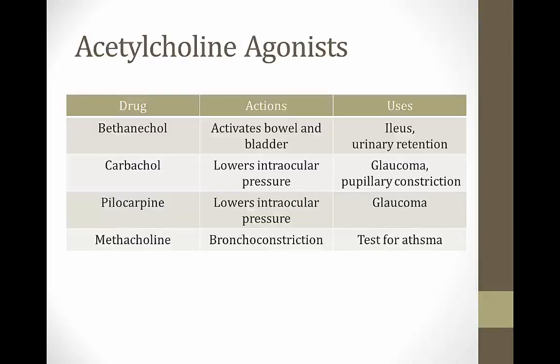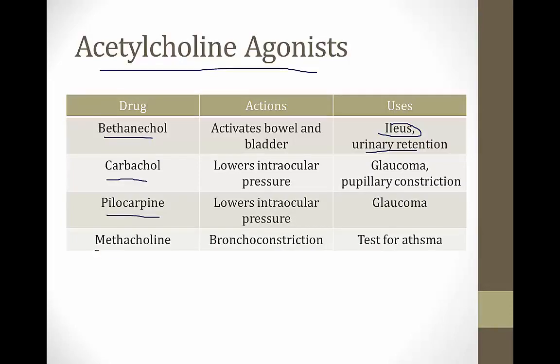So let's talk about some specific drugs that are acetylcholine agonists. Bethanechol is a drug that can be used to activate the bowel or bladder. It's really not used very often, but in theory you can use it if someone has an ileus, which means their GI tract is paralyzed, or if they have urinary retention. Carbachol and pilocarpine are drugs that are sometimes used by ophthalmologists to lower intraocular pressure.